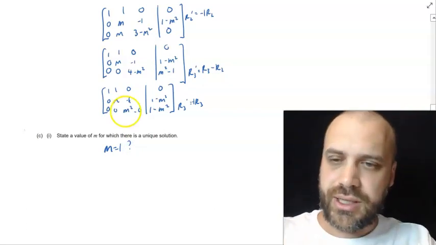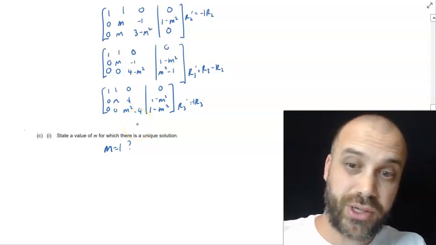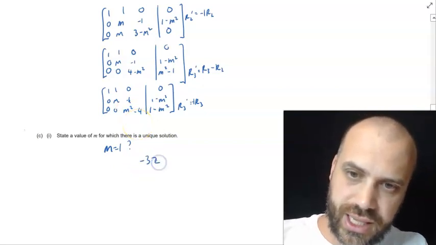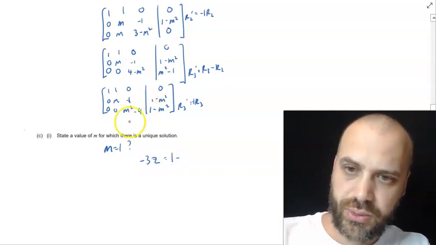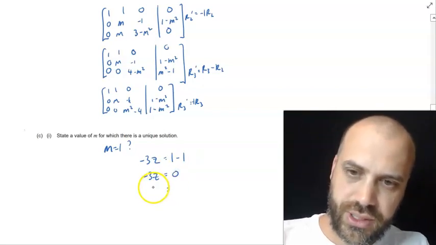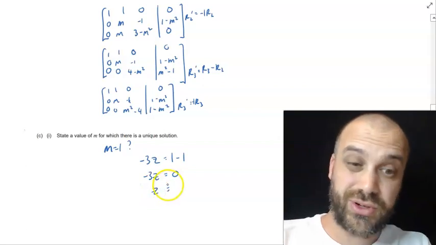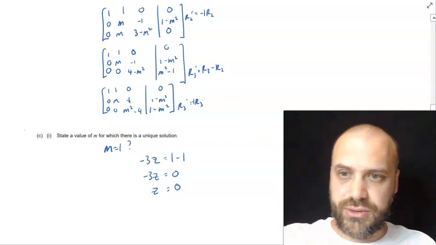So let's see. If I make M equal to 1, this bottom bit becomes 1 minus 4, which is negative 3. z equals 1 minus 1 squared, which is 1. So I get negative 3z equals 0. So z equals 0 divided by negative 3, which is 0. Okay, that's fine. z can equal 0.